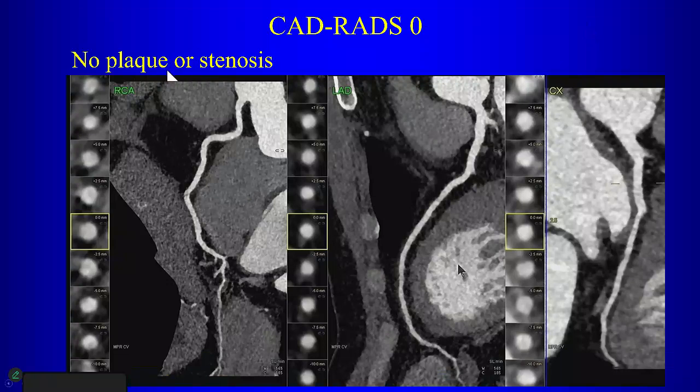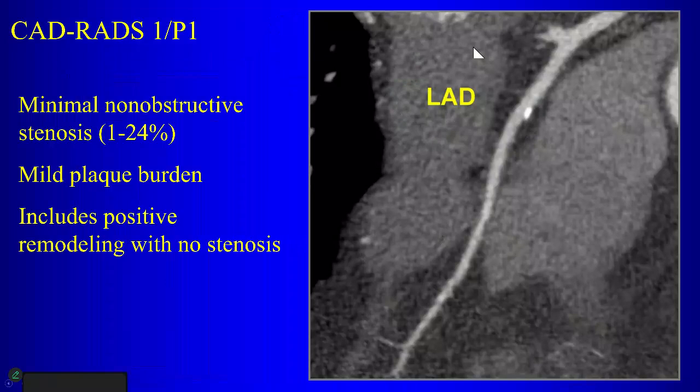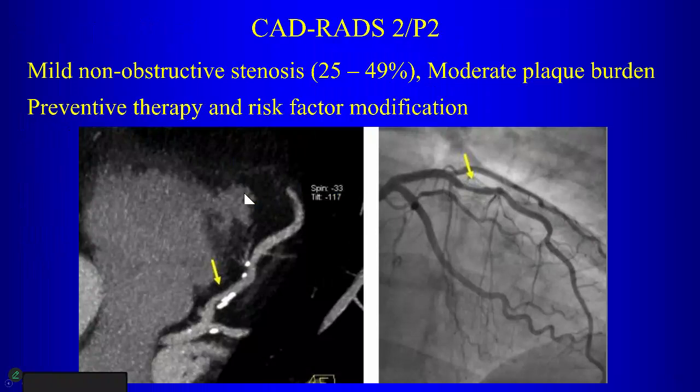So CAD RADS 0 means no plaque, no stenosis, so absolutely clean coronary arteries. CAD RADS 1, this patient has a mild plaque burden, so that's 1 to 24% stenosis. This patient has a little bit of positive remodeling, but there's no stenosis. So here, no other imaging is recommended for this patient's coronary artery disease. CAD RADS 2, again, it's non-obstructive, 25 to 49%. Here, there's a moderate plaque burden. Again, here, no other workup is recommended as far as for the coronary arteries themselves.